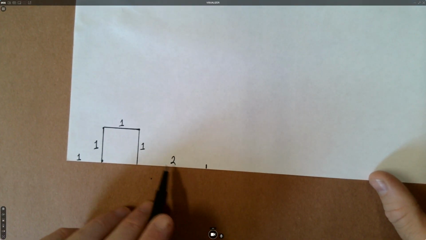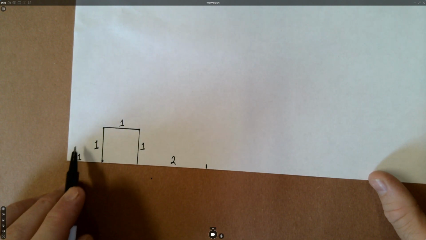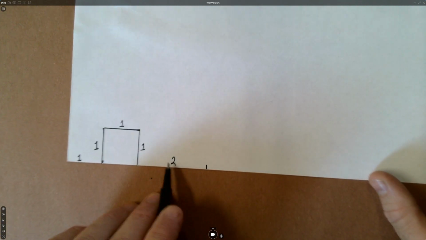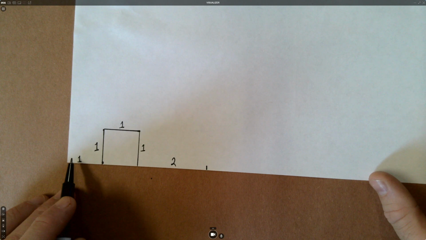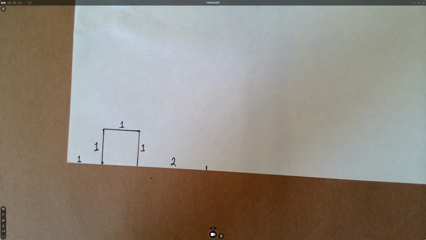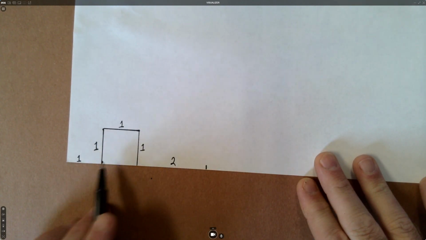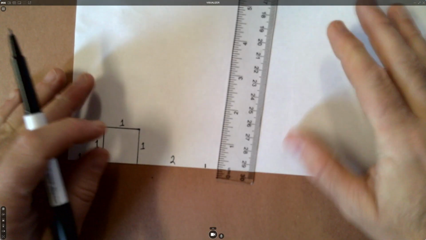So we have some empty space to the right of our box, and we have some empty space to the left. This is 1 inch, this is 2 inches. So this empty space takes up twice as much room as this empty space. So that's the relationship. This empty space is twice as large as this empty space.